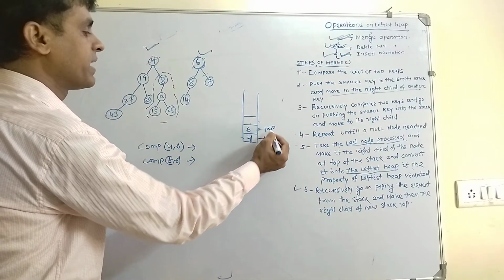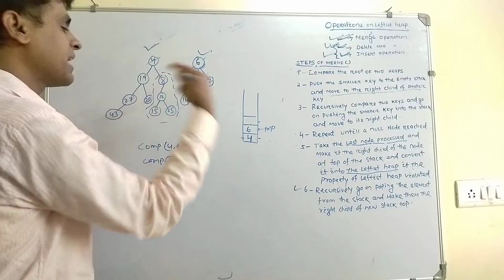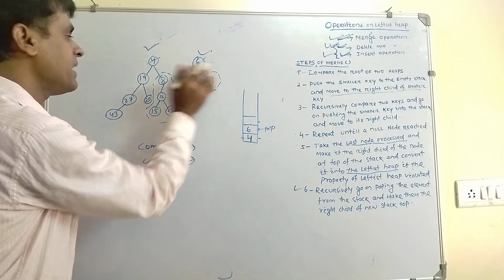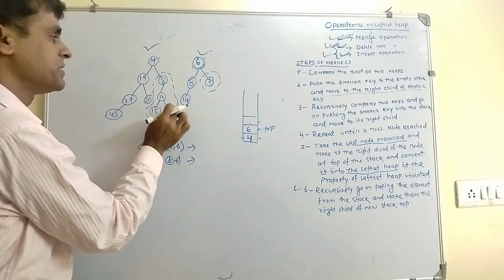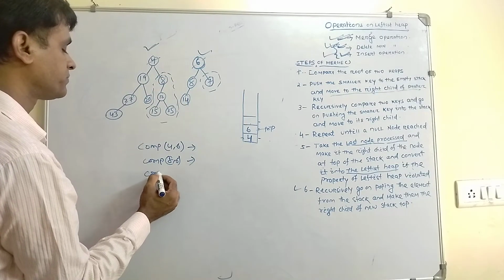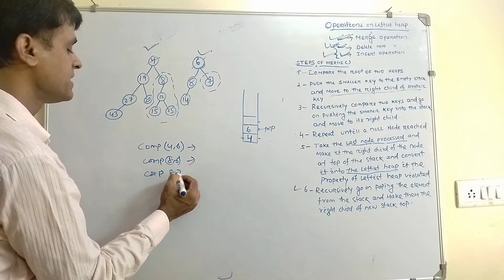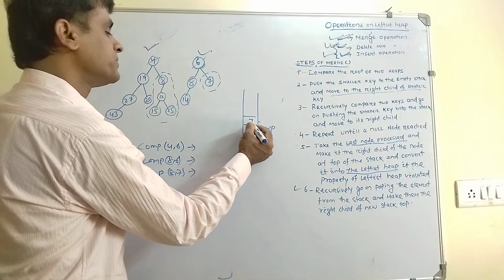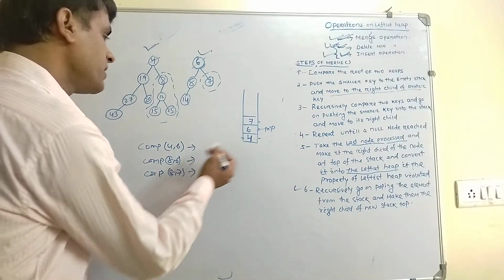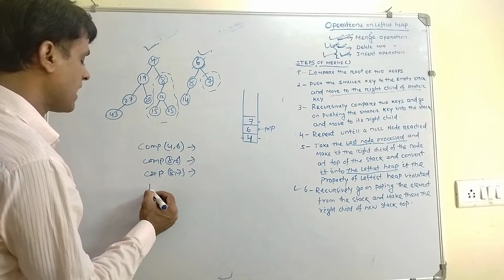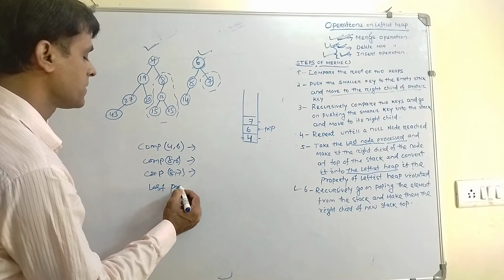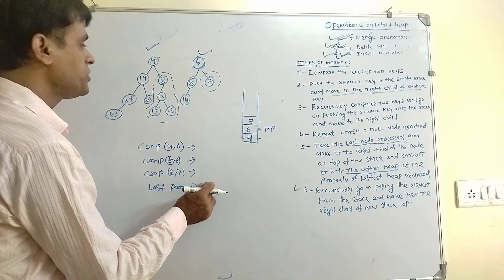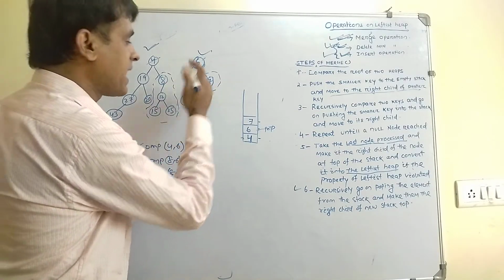My top will be here. And recursively, who is the right child of 6? That is 7. So we will compare this 7 with our previous tree, that is 8. So 8 and 7 we will compare. Who will be pushed into the stack? 7 will be pushed. After 7 is pushed, the last processed node is 8. And now this 8 will be compared with the right child of 7.